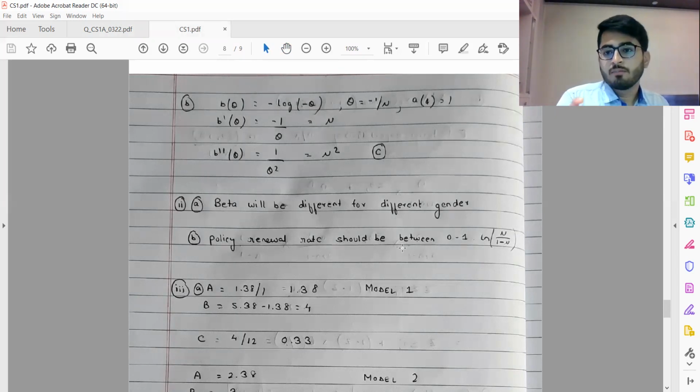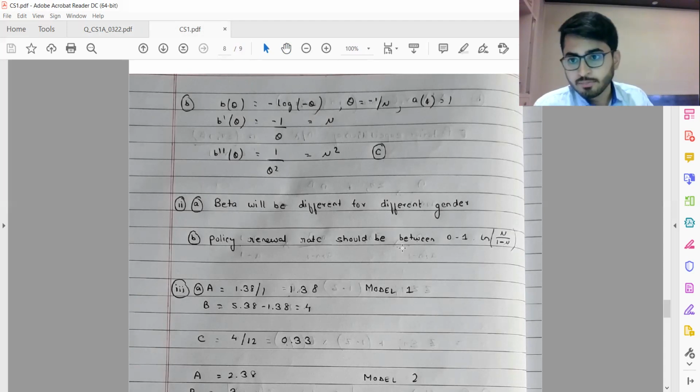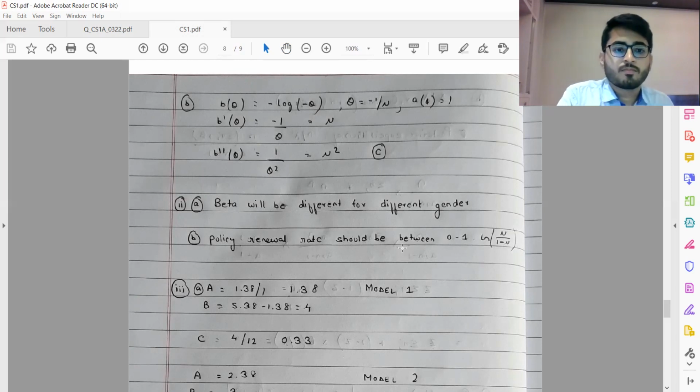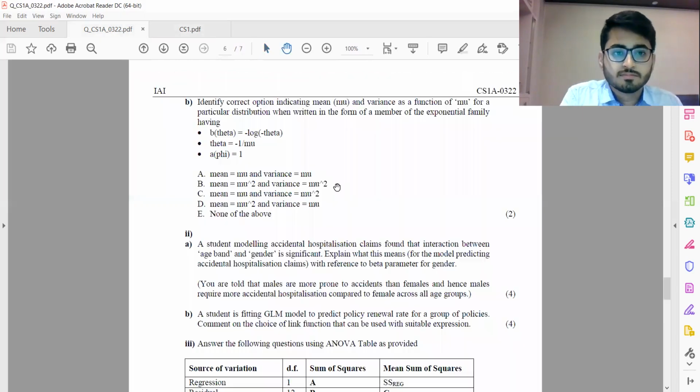And we generally start with a binomial distribution. In this case, let's say if you have n policies, then how many policies can be renewed? It could be 0, 1, 2, so on till n only.